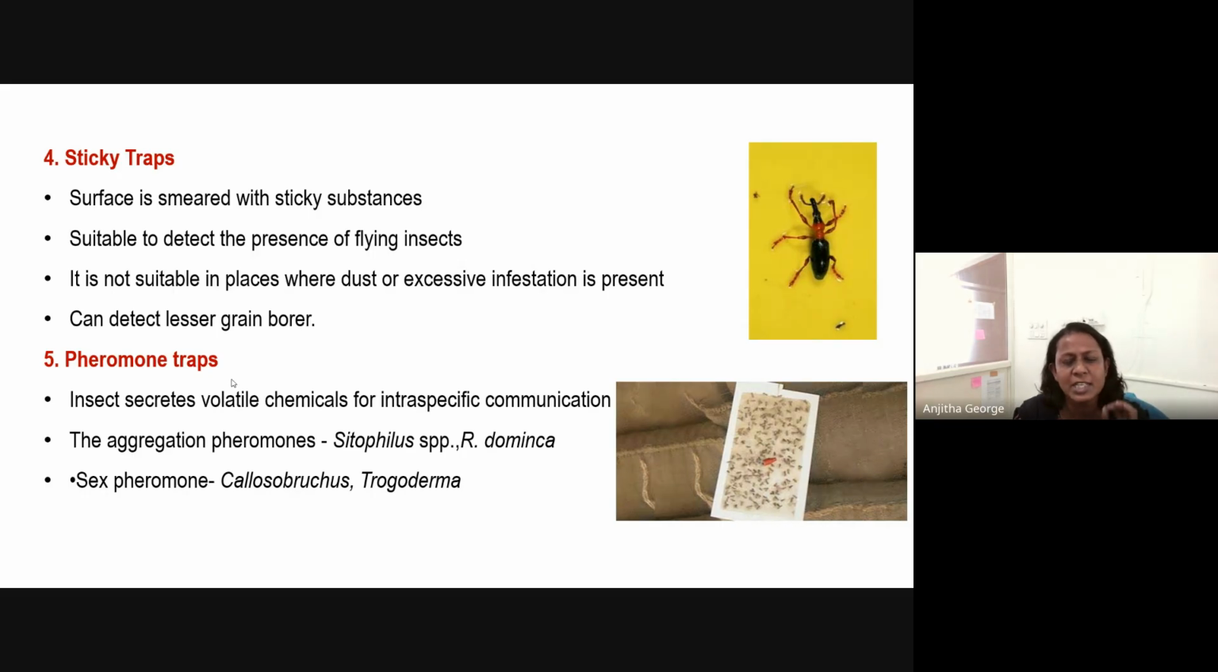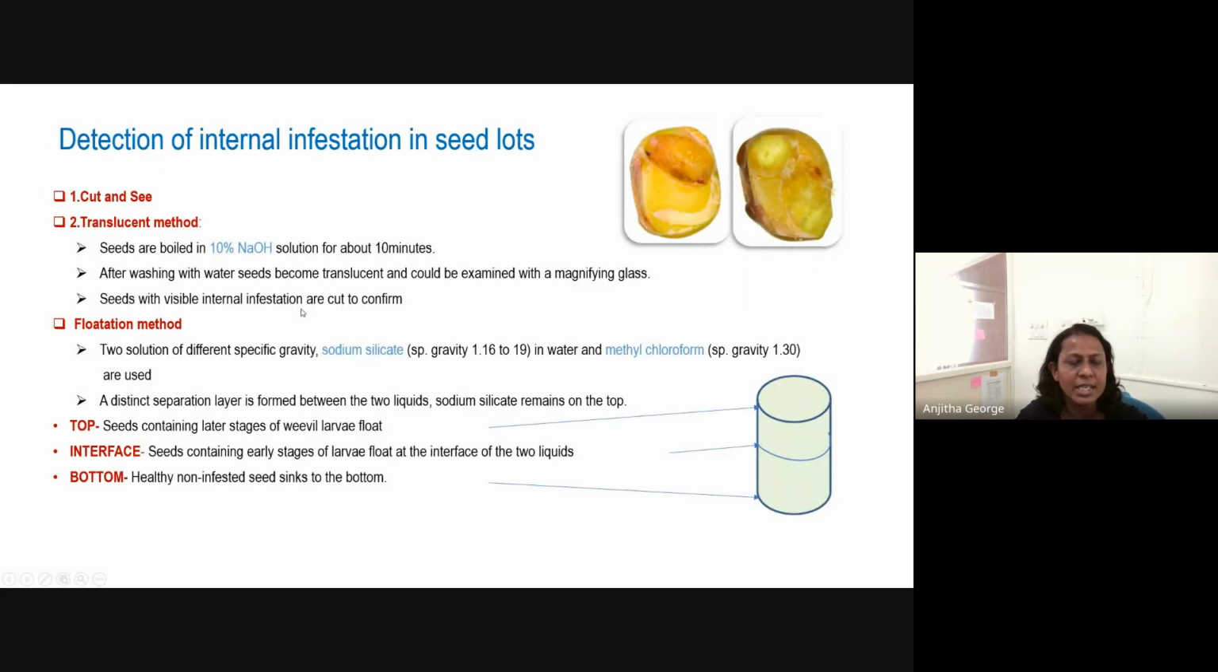For some of the insects like rice beetle, lesser grain borer, and pulse beetle, some of the chemicals are known. And in other foreign countries, they have done the research and found that when these chemicals are loaded into a rubber septa or any dispenser, they attract the storage pest, and then it will get trapped into this sticky card. So this is a simple technique which can be used for identifying the infestation which is present externally.